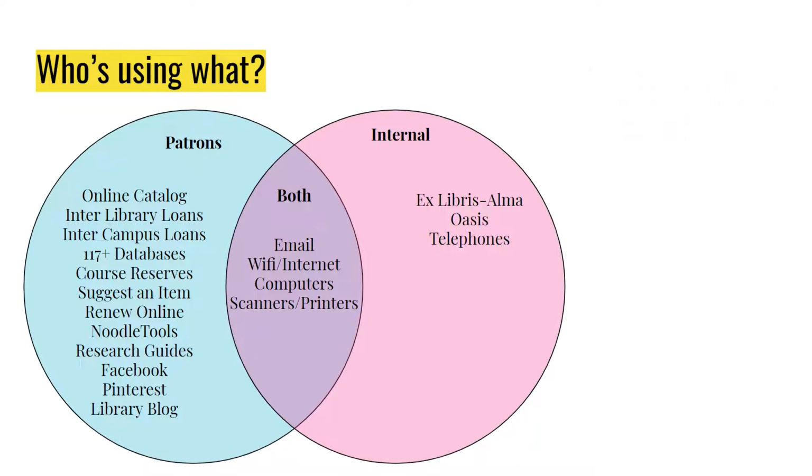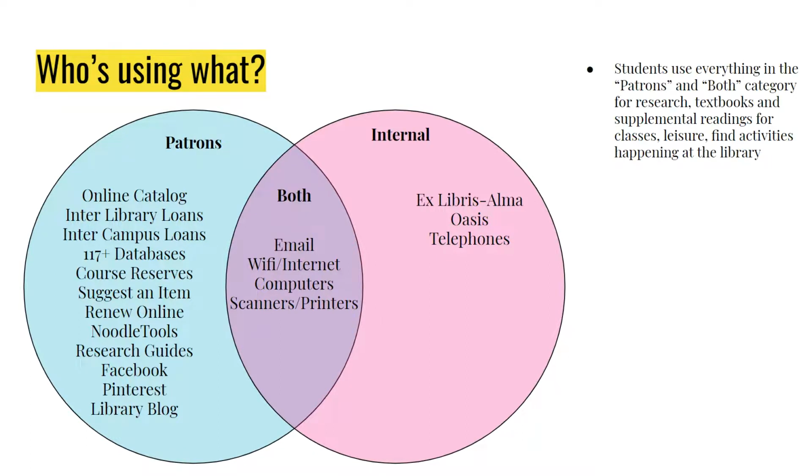Students mainly use the library for academic purposes. Thus, much of the ICT products are targeted towards this population with numerous databases, intra-campus and library loan systems, research guides, and much more. However, the library Facebook, blog, and Pinterest are great ways to find out about non-academic activities occurring in the library, like therapy dogs or the human library.